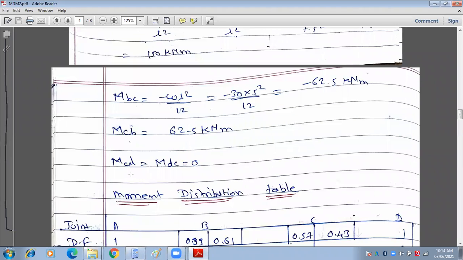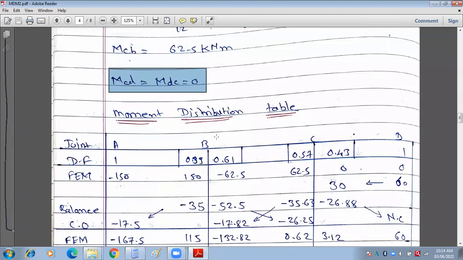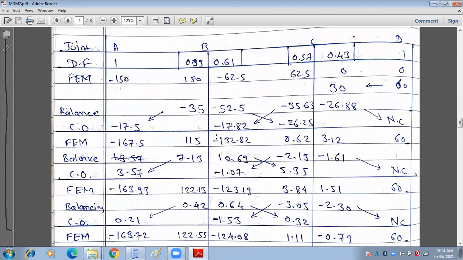For the span CD, there is no any external load, therefore the fixed end moment is 0 for the span CD. Now once we have calculated this fixed end moment, next step is that we have to prepare this moment distribution table.